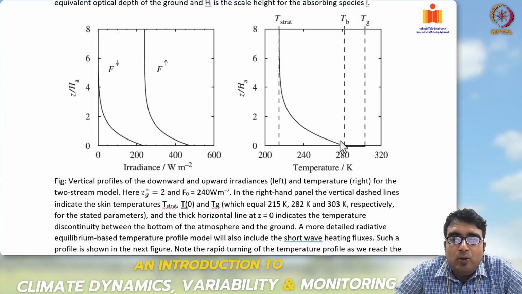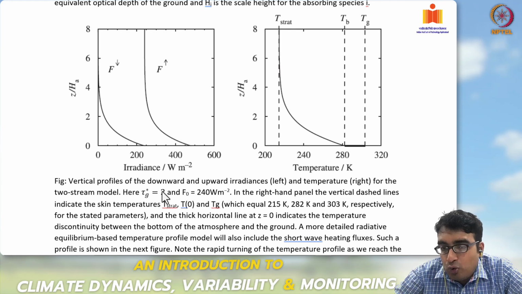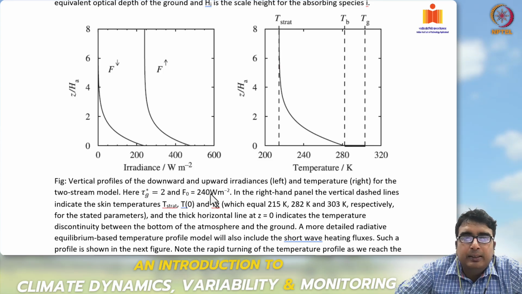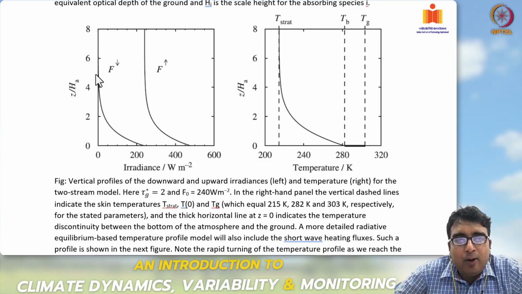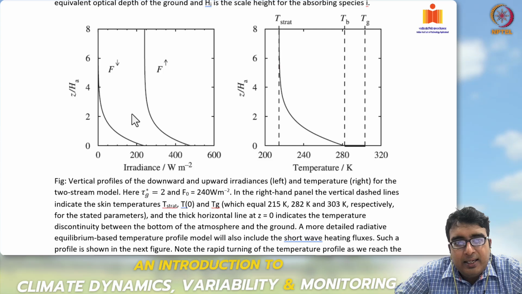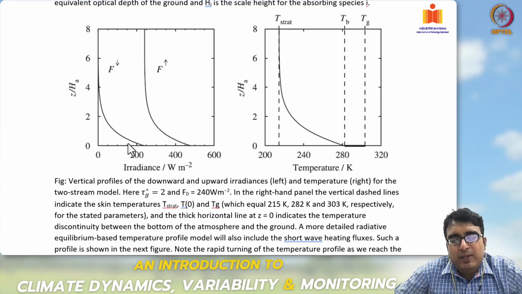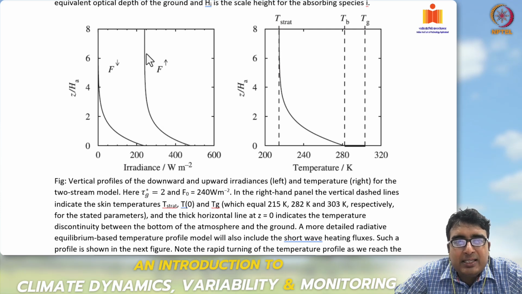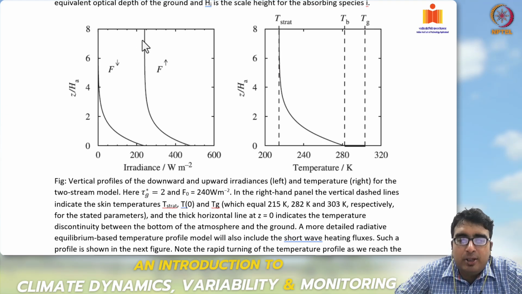Okay. When you look at the temperature in kelvins, firstly here the assumption is the modified optical depth at the ground is 2 and F0 is of course 240 watt per meter square. And you can see how the downward hemispherical flux is exponentially increasing as we come closer towards the ground, whereas the upward hemispherical flux is decreasing and reaching a steady value of 240 watt per meter square at a sufficiently high altitude. Okay.